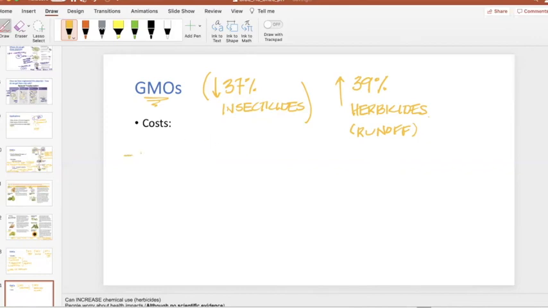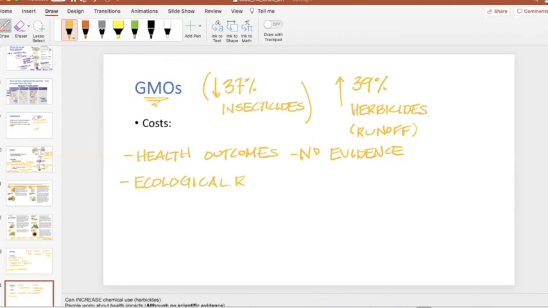There's also some worry about health outcomes that are associated with GMO consumption. But if you're eating genetically modified organisms, we have no evidence at all that there is any sort of human health concern with eating a genetically modified organism. One other concern is that there could be ecological risks associated with planting genetically modified organisms.